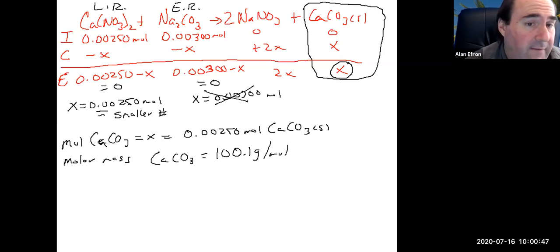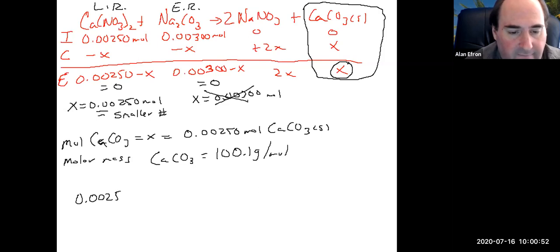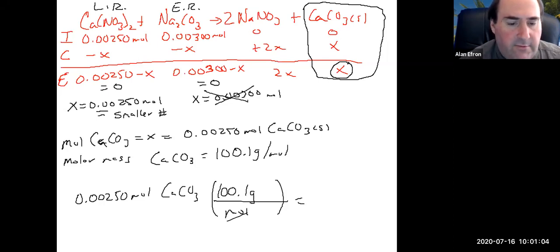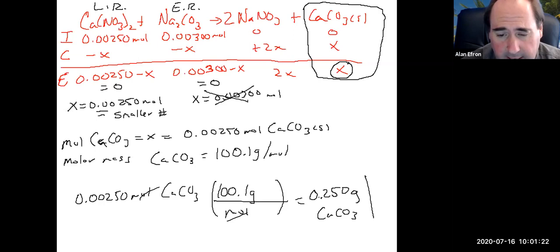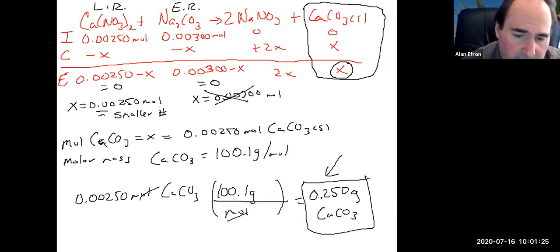In this case, we actually are looking for grams. So we're going to take 0.0025 moles of calcium carbonate. We're going to use the molar mass from the periodic table and multiply it by it. The moles will cancel, and we will end up with 0.25 grams of calcium carbonate that would be produced. Again, this would be our theoretical yield.